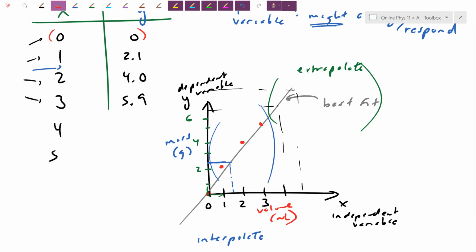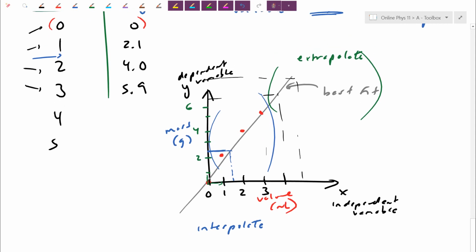Make sure when you do a graph, yes, definitely you have your labels, right? Mass in grams, and this one is volume in milliliters. Usually we want to title the graph. The title of the graph will typically be y versus x. In this case, my y variable, my dependent variable, is mass. So I'm going to say mass versus volume.